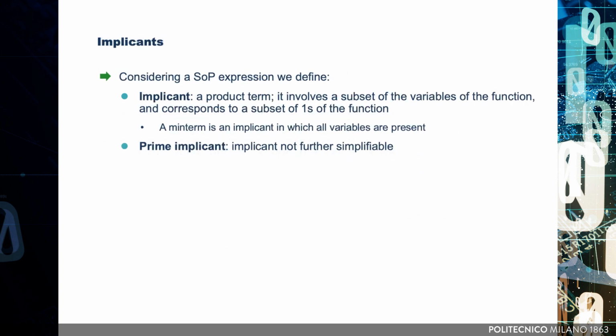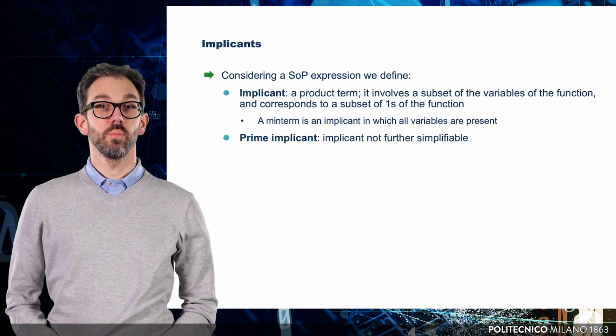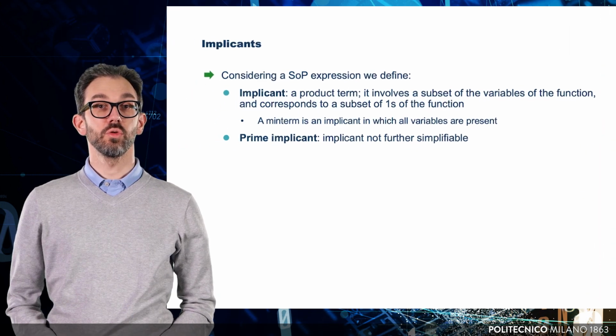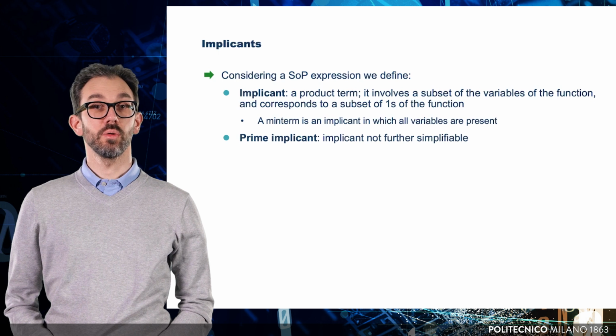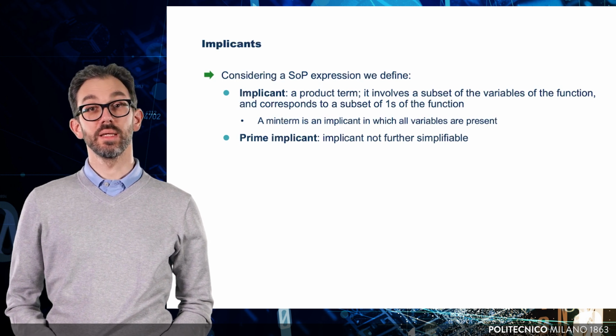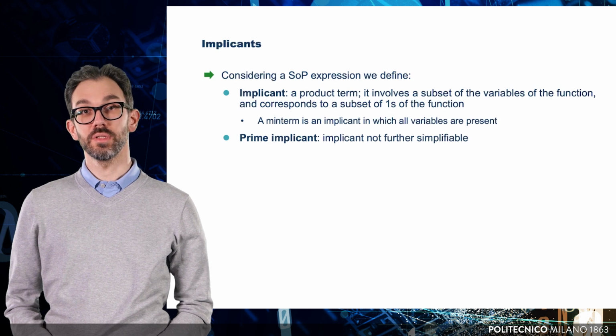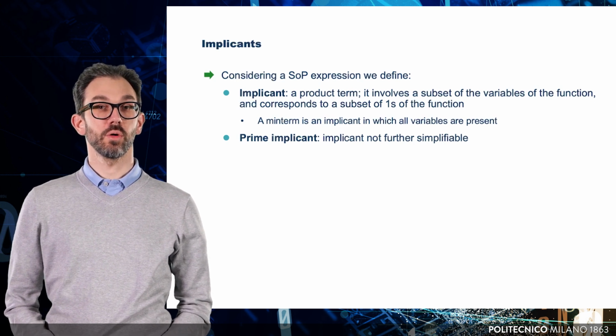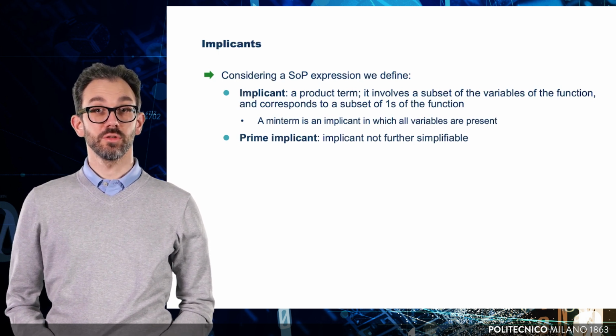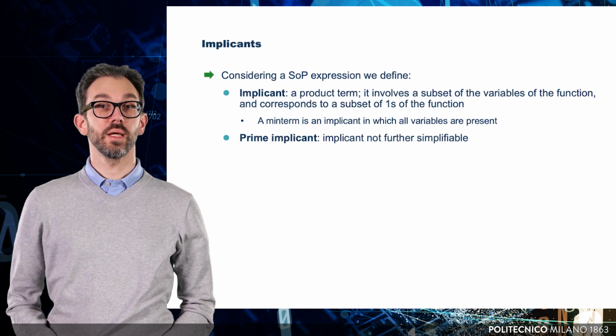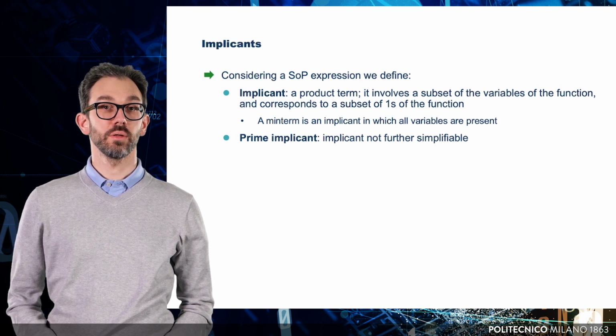As we saw in the example, each application of the reduction rule results in a new product term with fewer literals, which generates the same ones of the function corresponding to the product terms we simplified. We assign the name implicant to this new product term. In general, the implicant is a product term in any expression in the form of a sum of products. It involves a subset of the variables of the function and corresponds to a subset of ones of the function. A minterm is therefore an implicant in which all the variables appear.